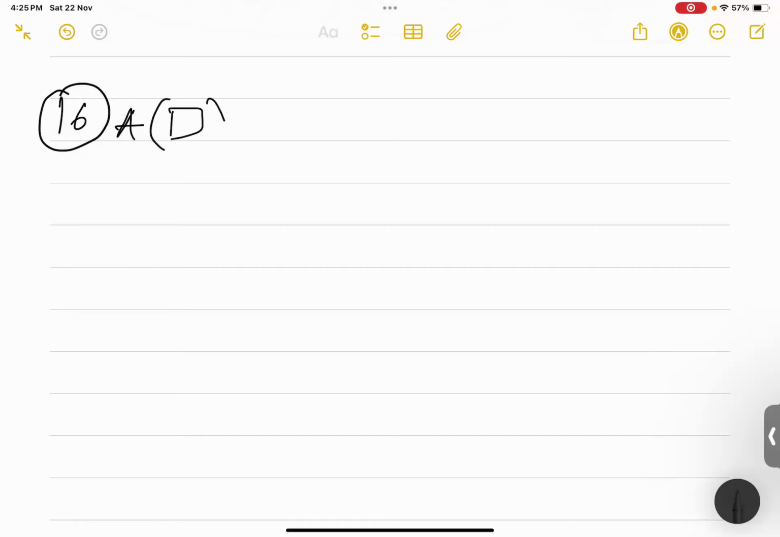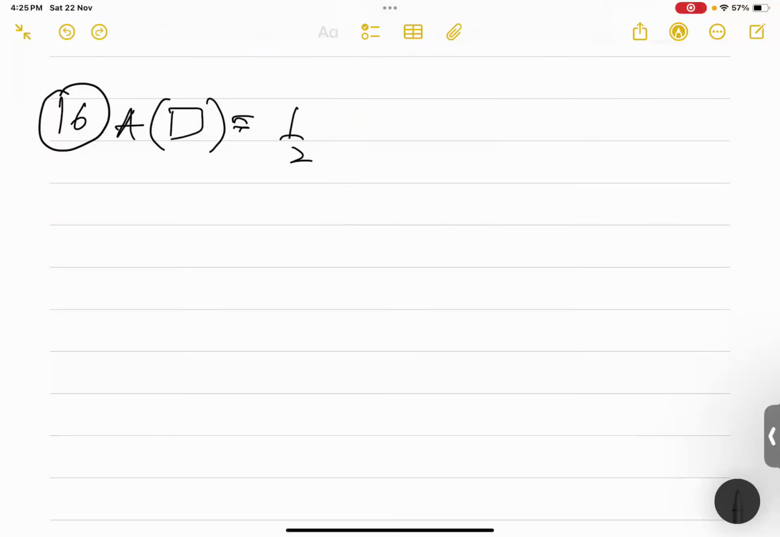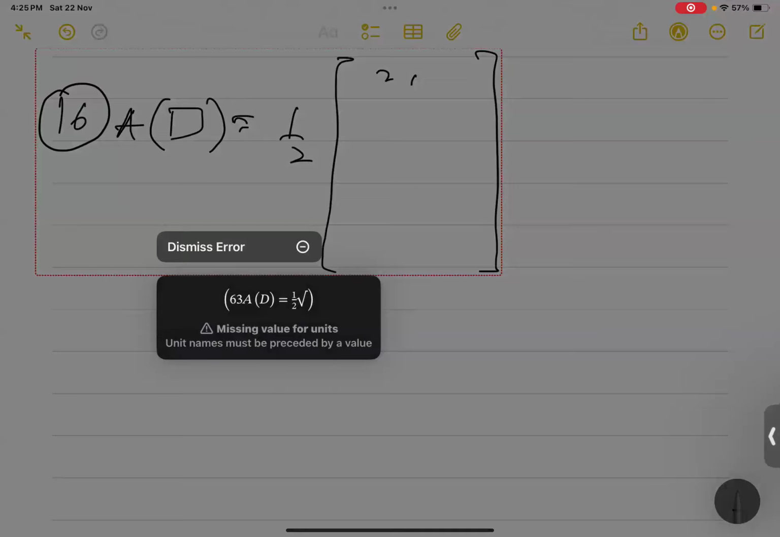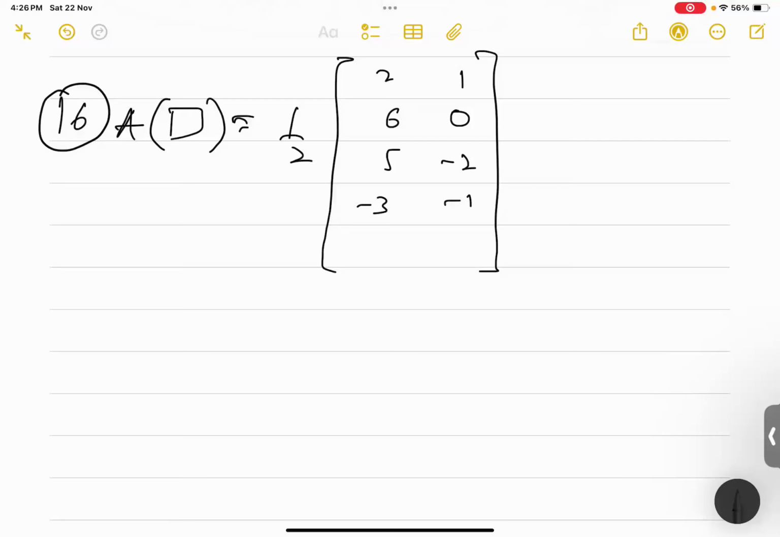Area of this particular quadrilateral will be half into, first vertex, that is 2 comma 1. So I'll just write 2 and 1, 6 and 0, 5 and minus 2, minus 3 and minus 1. Then again the first point. Again use the first point. The first point has to come over here, 2 comma 1. Right? So let's start. You know the method now.